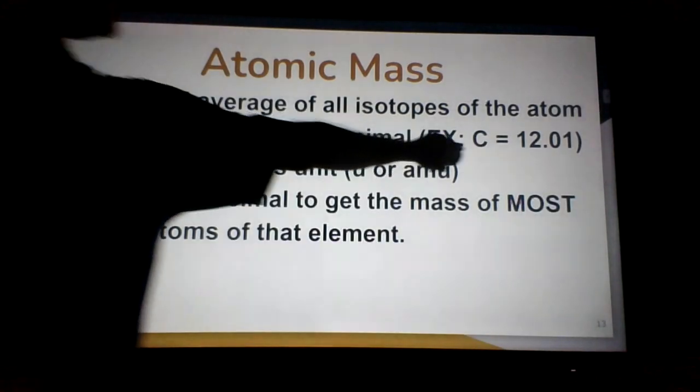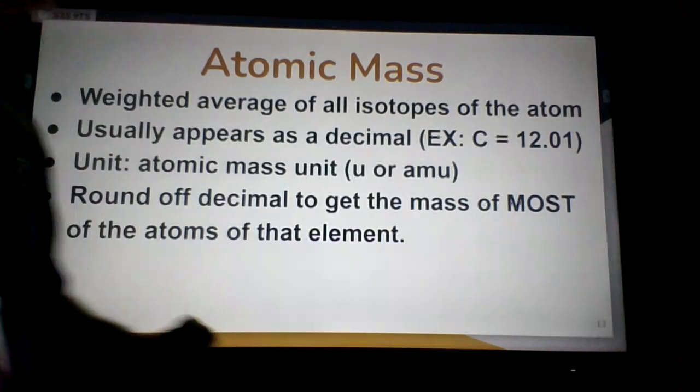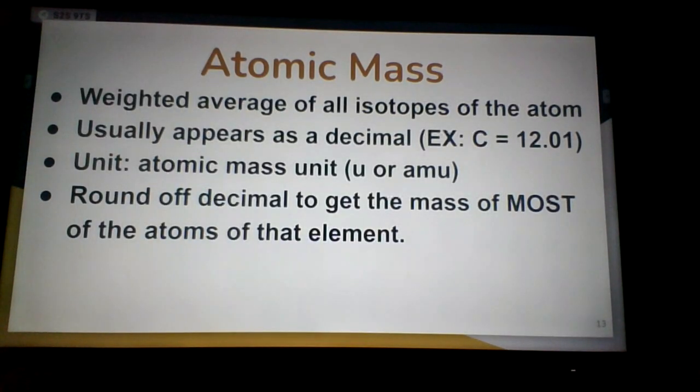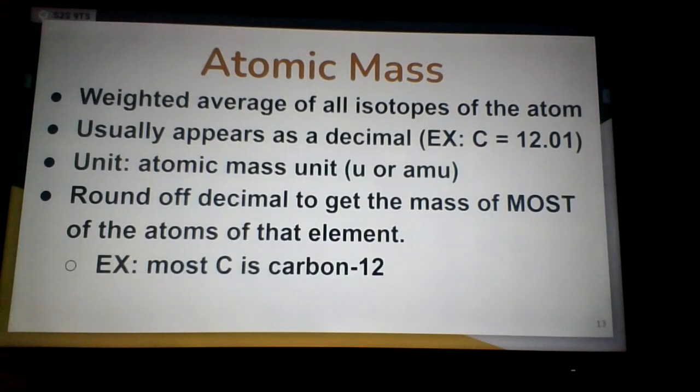Round off the decimal to get the mass of most of the atoms of that element. So I look here and I see that carbon rounds off to the whole number 12. That means most of the atoms of carbon will have a mass of 12, 6 protons plus 6 neutrons. Most carbon is carbon-12, but we saw earlier there's carbon-13, there's carbon-14, and there probably are other mass numbers after the hyphen with carbon as well. Okay, but most carbon is going to be carbon-12, and again, that means 6 protons plus 6 neutrons. And that will happen with pretty much all the atoms.